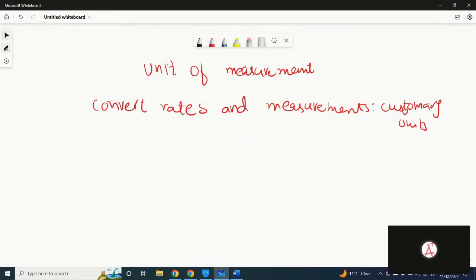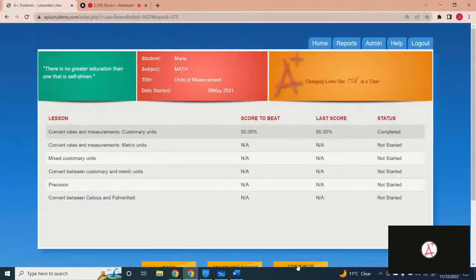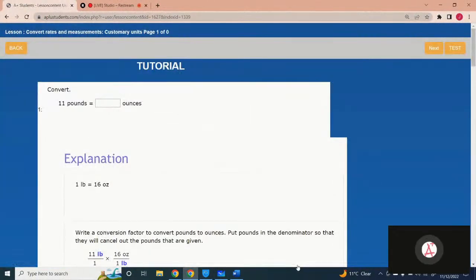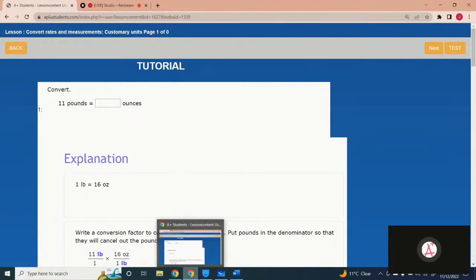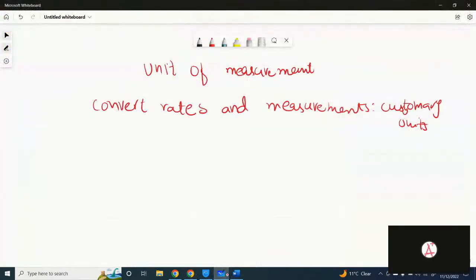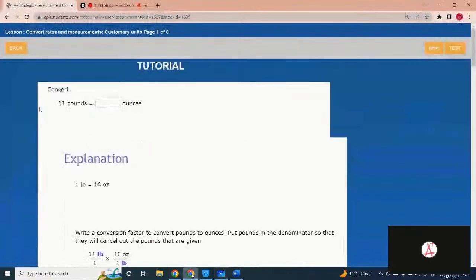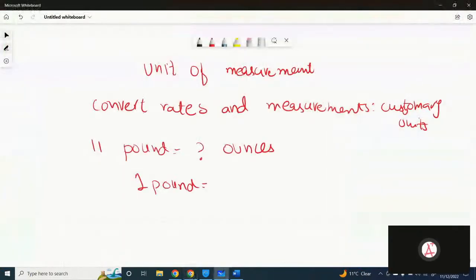Okay, let's start with examples. 11 pounds equals how many ounces? We already know in 1 pound how many ounces we have. Now we are going to see 11 pounds equals how many ounces. And we know that in 1 pound we have 16 ounces.